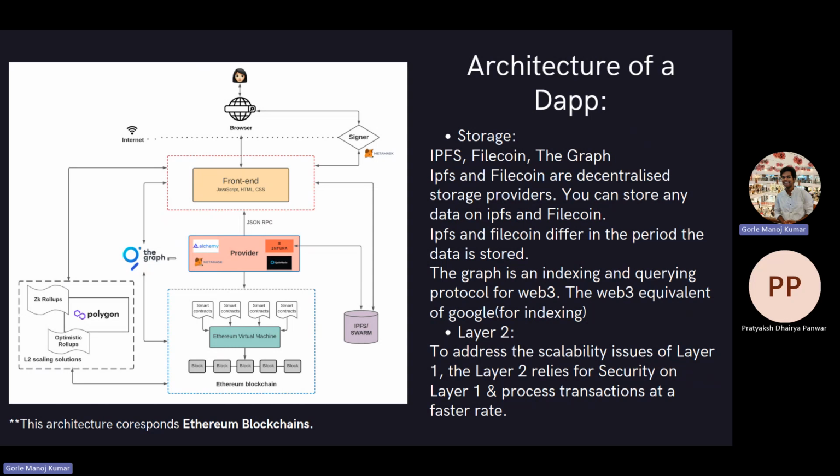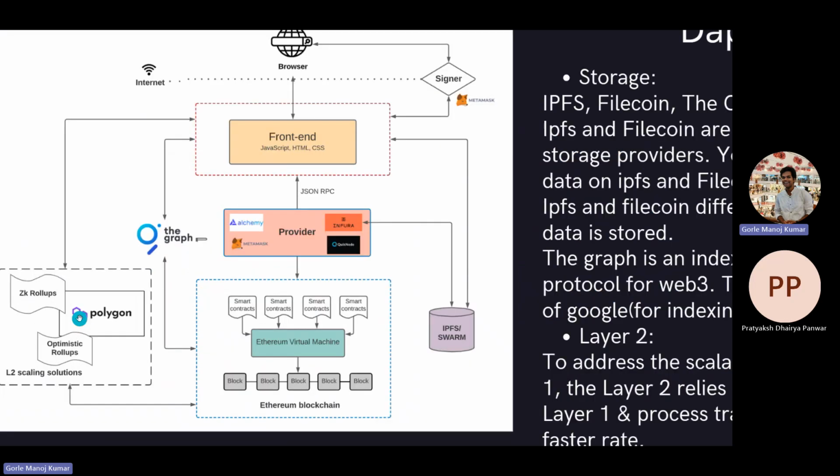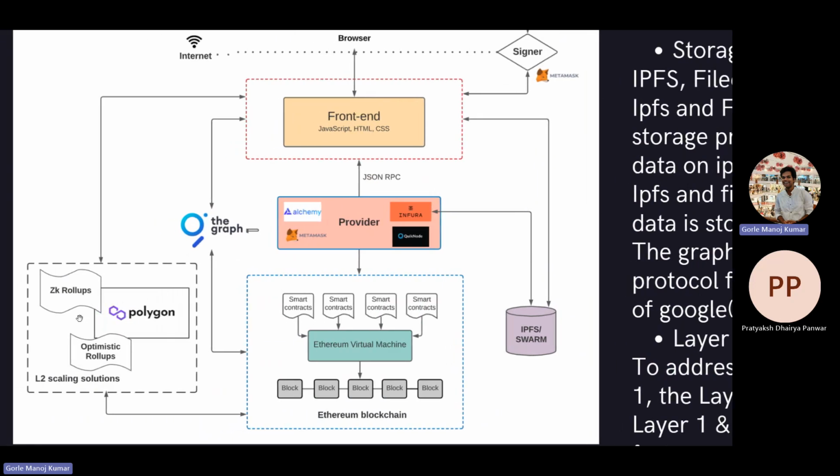What is the total number of transactions being processed on Ethereum? On an average, it is around 13 transactions per second. It is quite low. So to address these type of issues, we have layer 2 scaling solutions. And what are layer 2 scaling solutions?